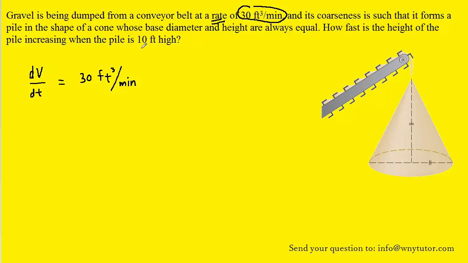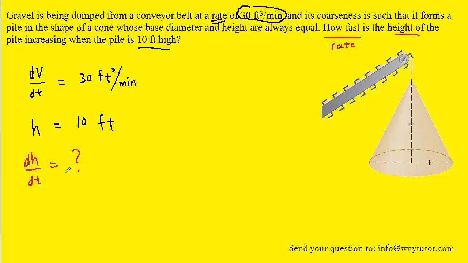The question also states that the pile of gravel is 10 feet high. Now after listing the known values, what we can do next is look at the question itself. The question says how fast, note that that's a rate, how fast is the height of the pile increasing? Well, because it's a rate, we know that it's going to have a dt in the bottom. And because it's asking about how fast is the height changing, we know that the top will be dh. So the question is asking us for dh/dt.